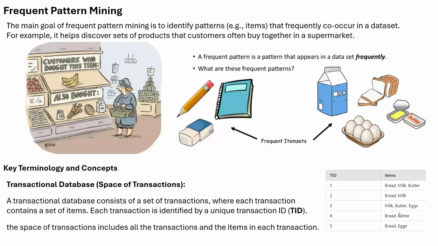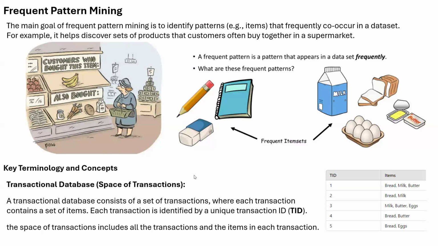So if you just look at this transactional database, you will see that bread and milk are brought together more frequently, or bread and butter are also brought more frequently. Bread and milk happened twice. Bread and butter happened twice, and milk and bread happened one time, something of that sort. We are trying to find out the relation between different items in the database.